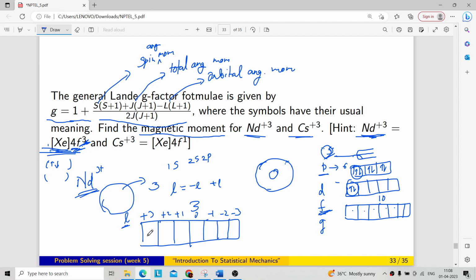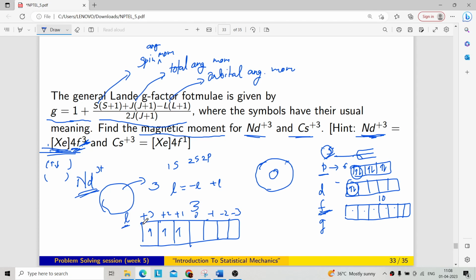So from the rules, as they all are empty, we need to arrange them one at a time, one in each suborbital, starting from the lowest. And they are all degenerate states.